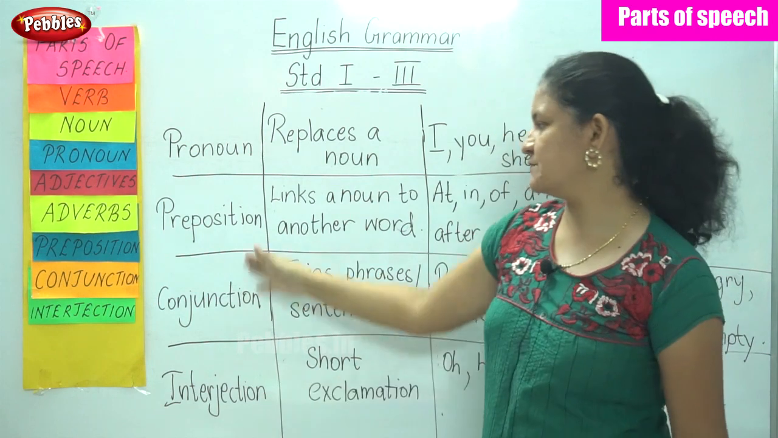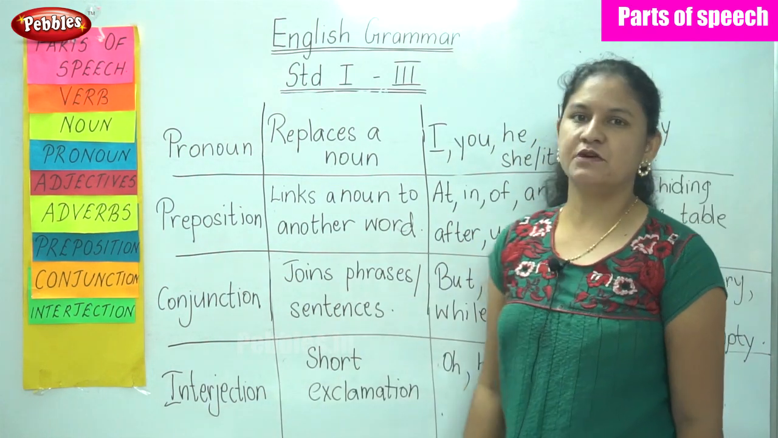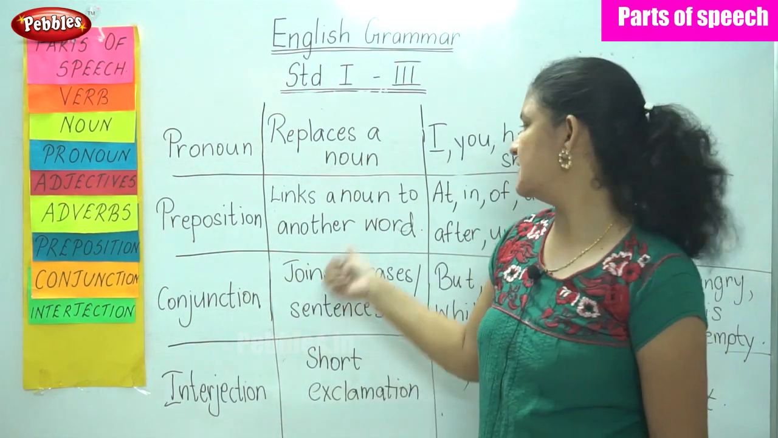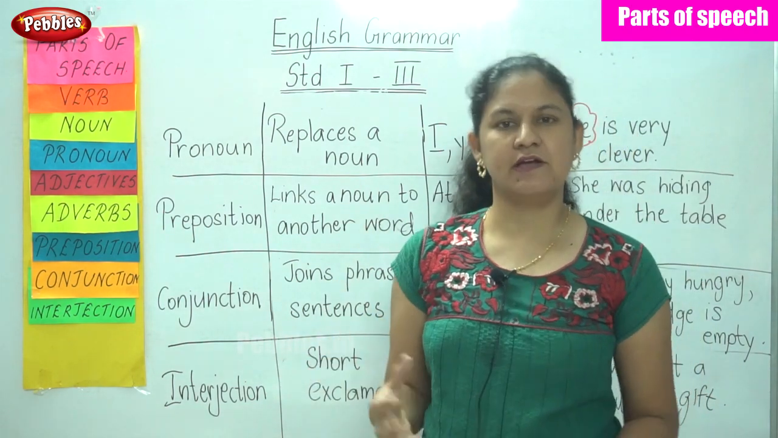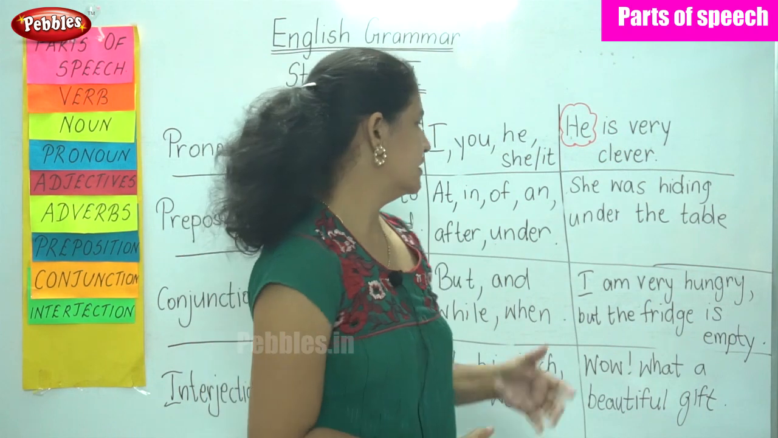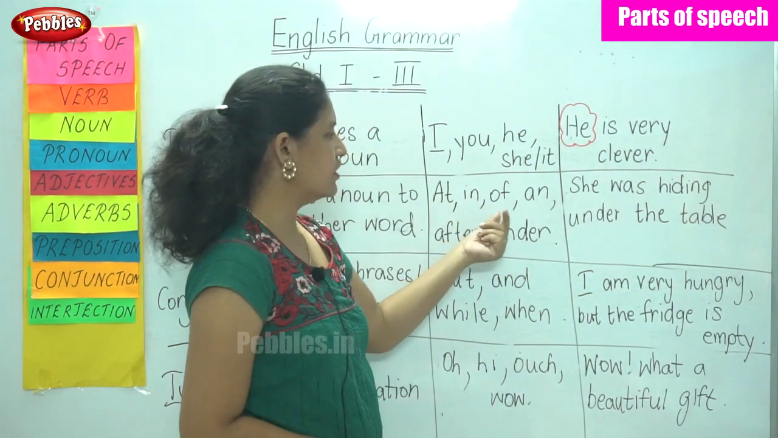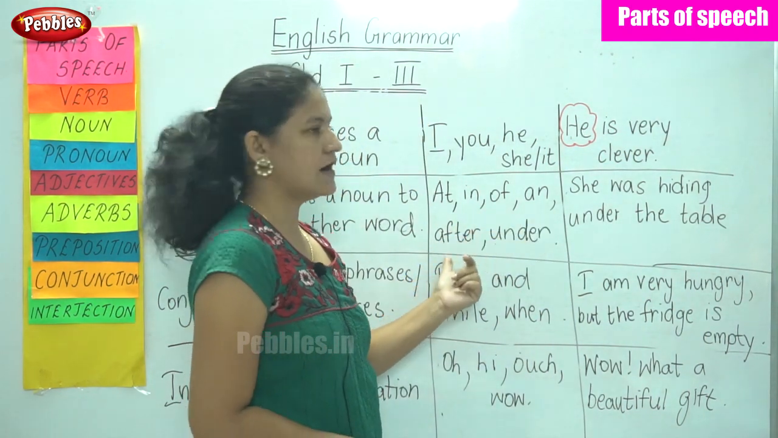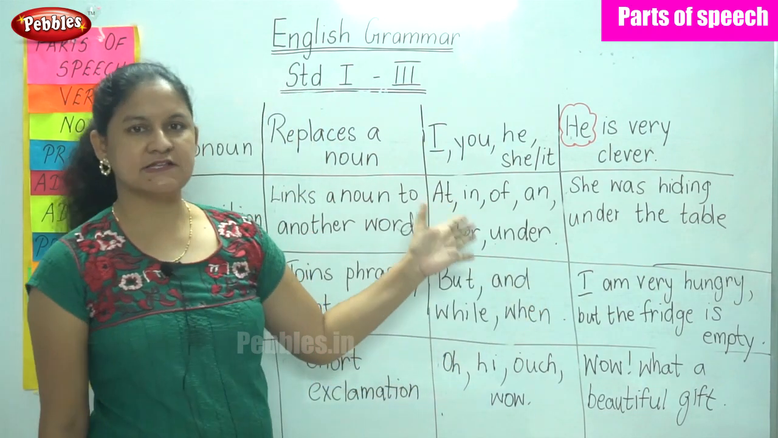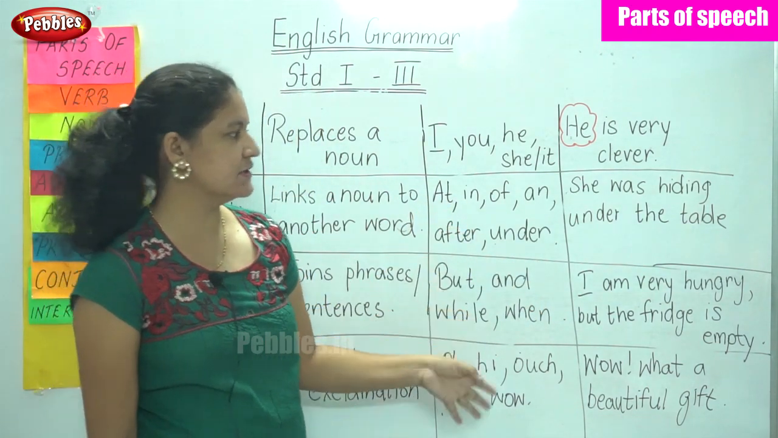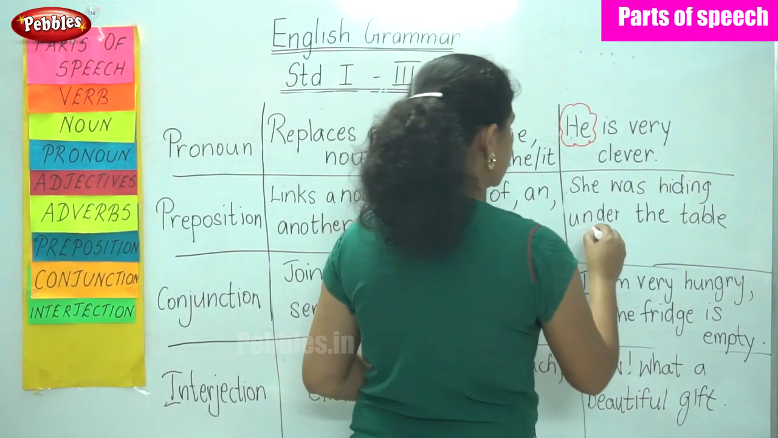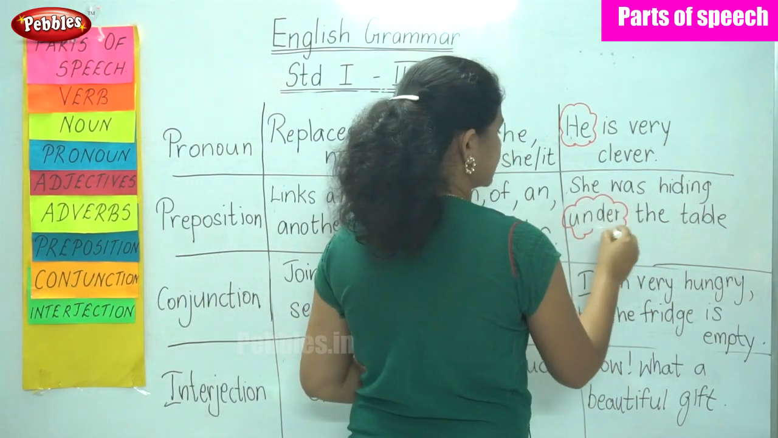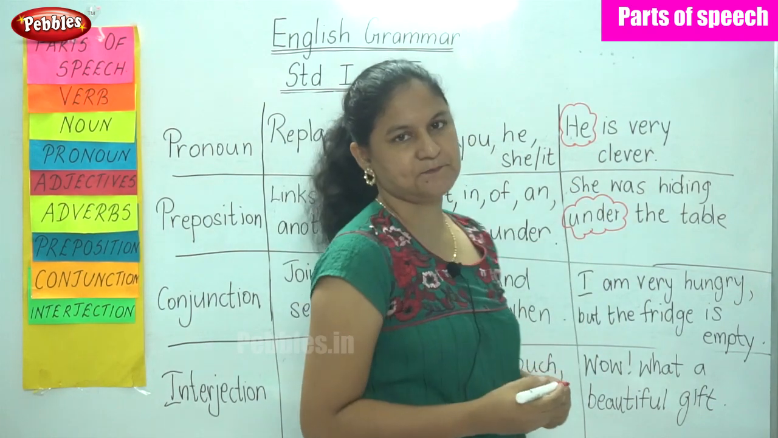The next part of speech, preposition. A preposition links a noun to another word. It tells us where a thing is placed. At, in, of, after, under are all examples of prepositions. She was hiding under the table. So the word under tells us the place where she was hiding.